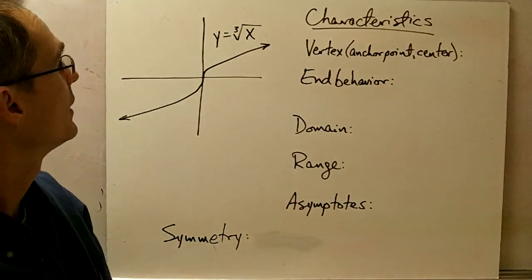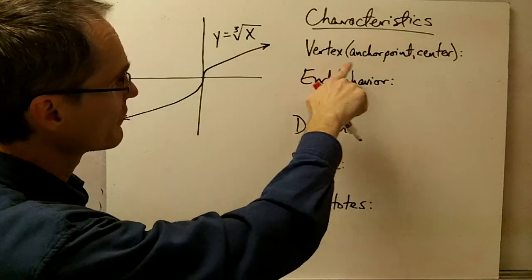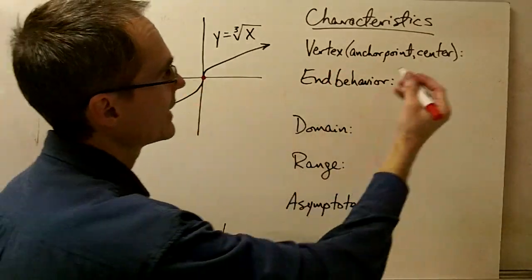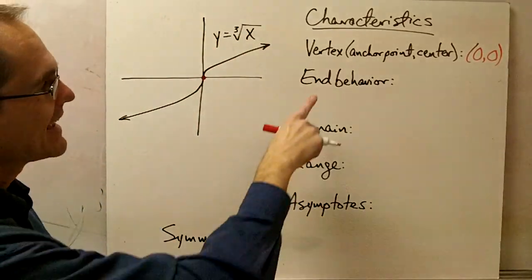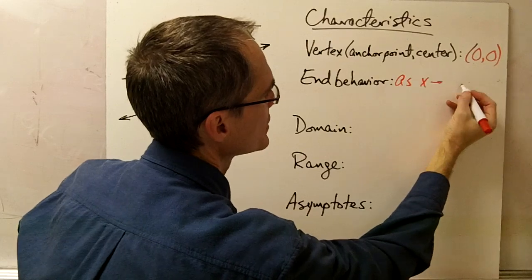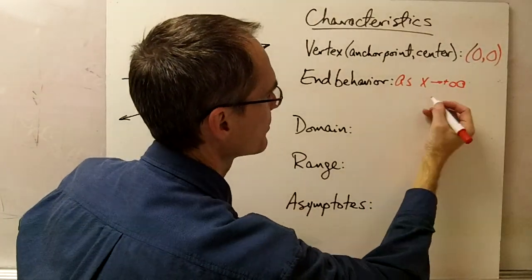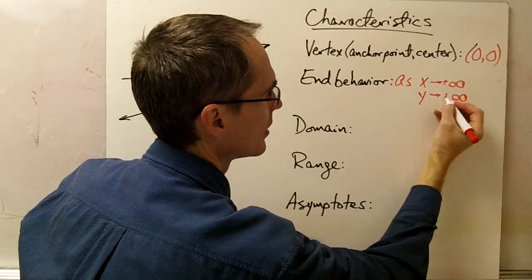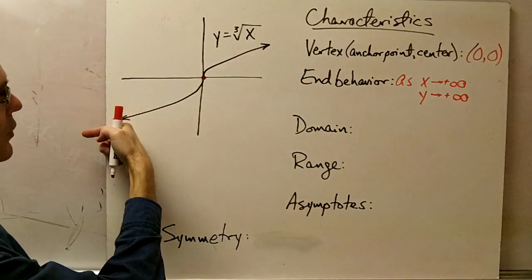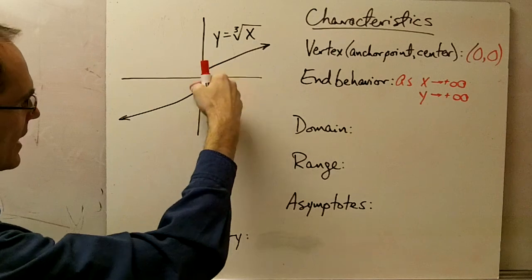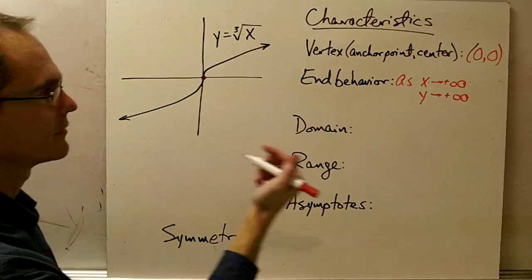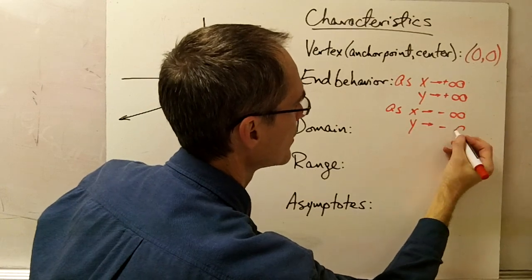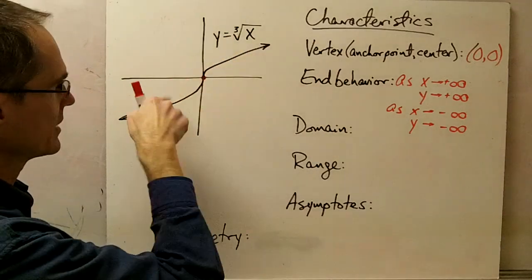Now I want to talk about the characteristics of the cube root function. The vertex here, also called sometimes the anchor point or just the center point, is again the point 0, 0. In end behavior, as x approaches positive infinity, I can see as x gets larger and larger, y again gets larger and larger, so it's going to approach positive infinity. Now I've got another end behavior in the other direction, because as x approaches negative infinity, as it goes this way, I can see my graph gets more and more negative. So I'll say as x approaches negative infinity, y also approaches negative infinity. So I've got two ends on my end behavior.